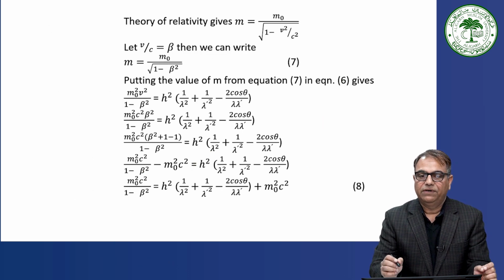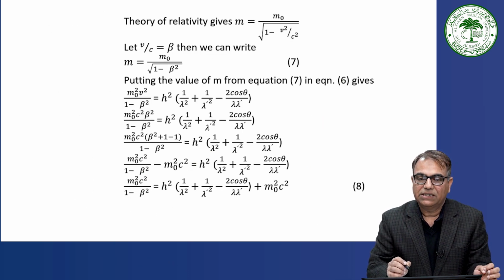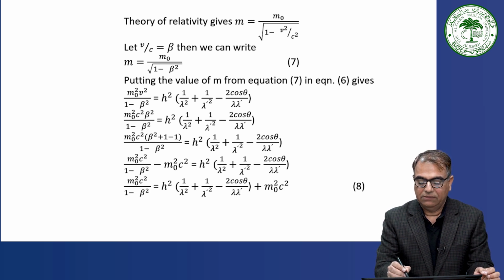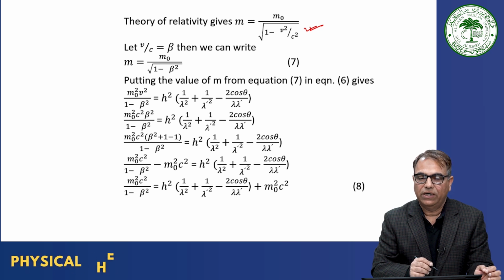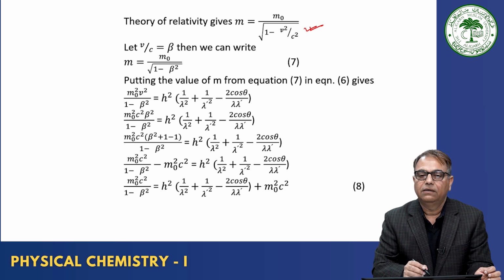Now we apply the theory of relativity. I said to you that an electron at rest must have a mass equal to m naught, and an electron with a velocity v has a mass of m. So if you use the theory of relativity, then the mass of a moving electron can be written as m is equal to m naught divided by root under 1 minus v square divided by c square. And if we put v by c is equal to beta, then the equation is m naught divided by root under 1 minus beta square. So this you get from the theory of relativity.